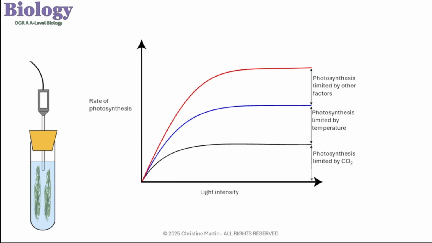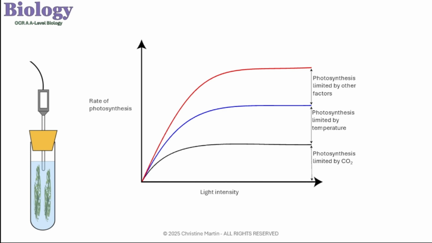If light intensity is low, less ATP and reduced NADP are produced, therefore less GP will be converted to TP in the light-independent reaction. At very high light intensities, photoinhibition may occur, and this occurs when the electron transport chain becomes overloaded, leading to the formation of reactive oxygen species, ROS, which can damage chlorophyll molecules, photosystem 2, and the thylakoid membrane. So light intensity is a limiting factor.